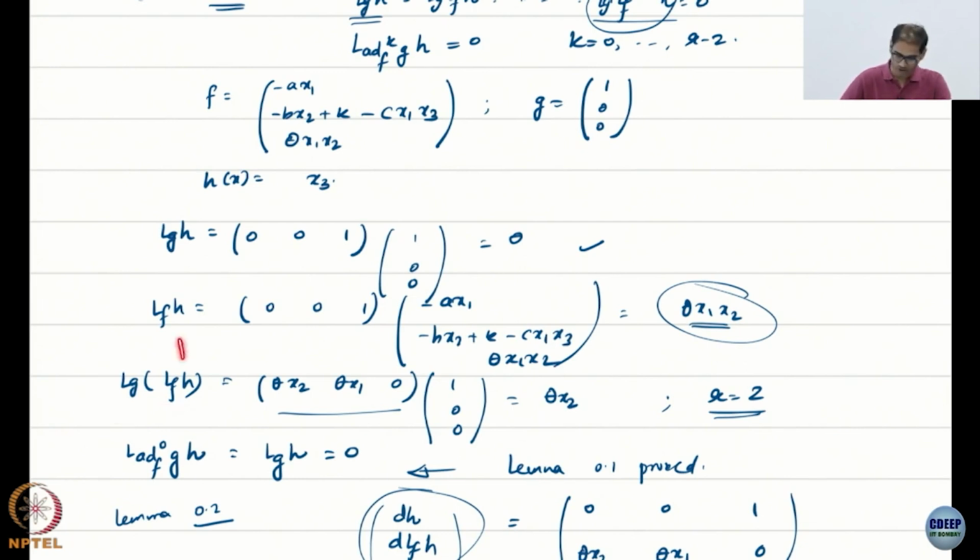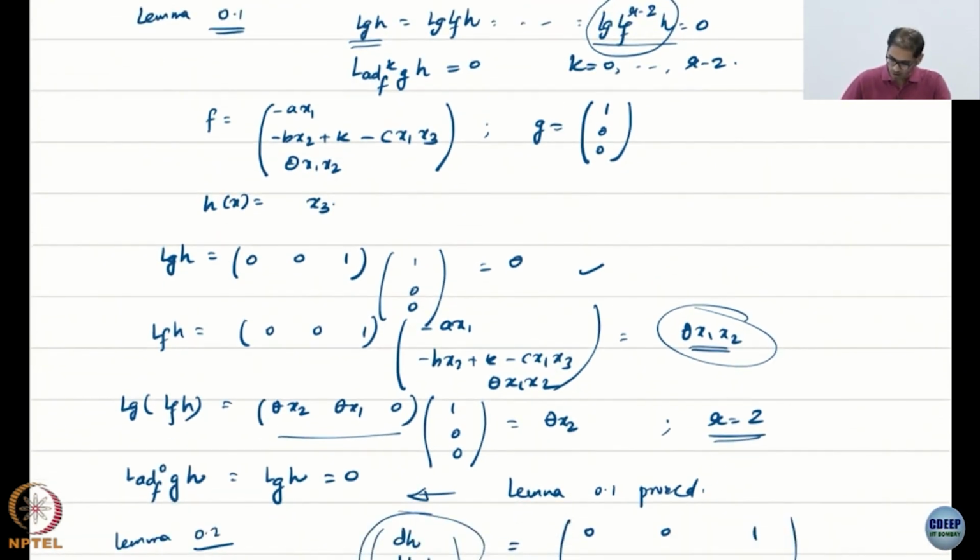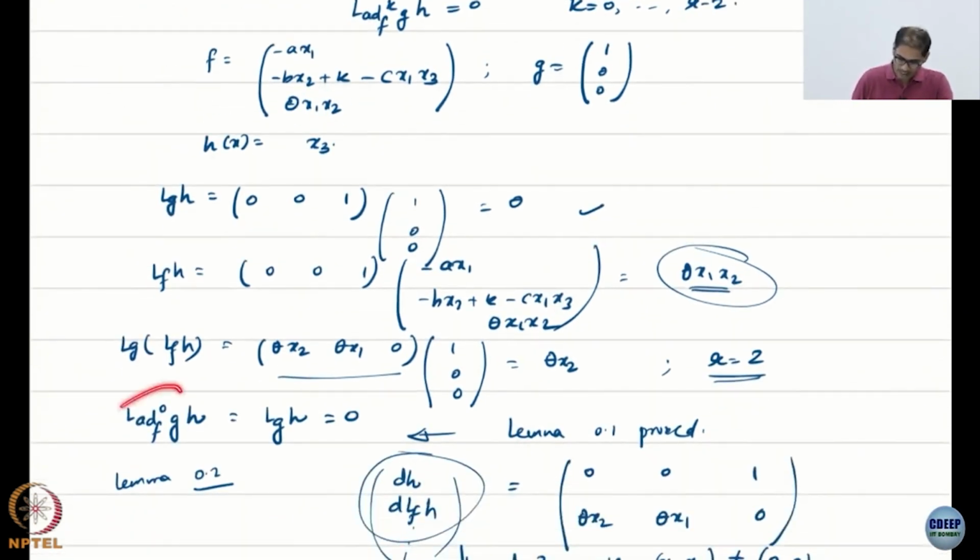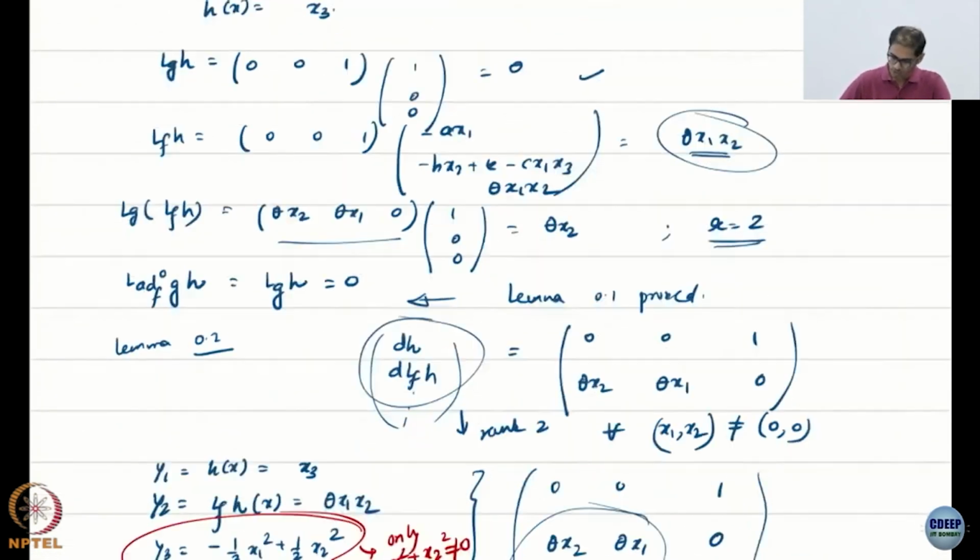So this is just the first power. So basically you have r equal to 2, because this 1 is equal to r minus 1. So r is basically equal to 2. So we got relative degree 2, and so all we had to prove was that LG H is equal to 0, and that is what we proved. Very easy, already done. So lemma 0.1 was easy to prove.